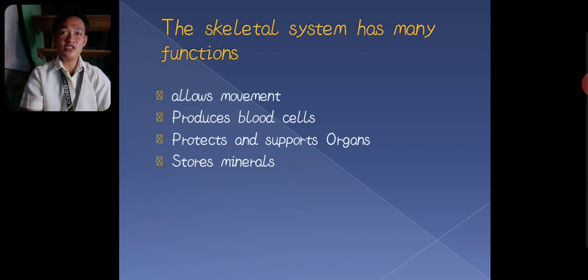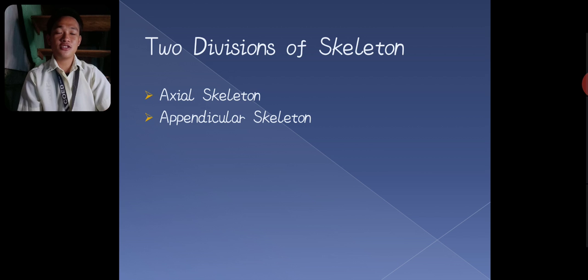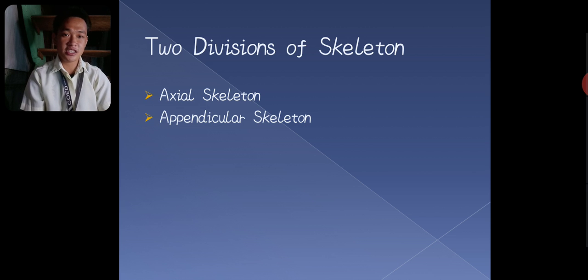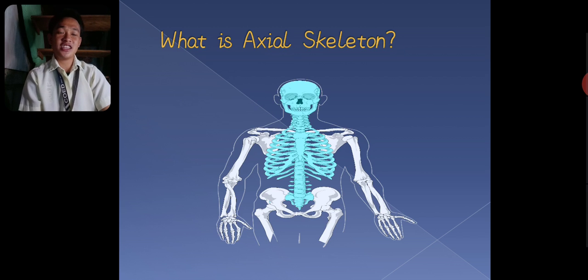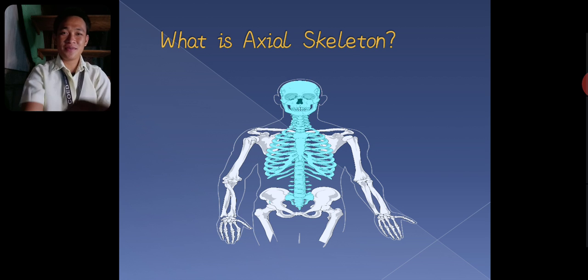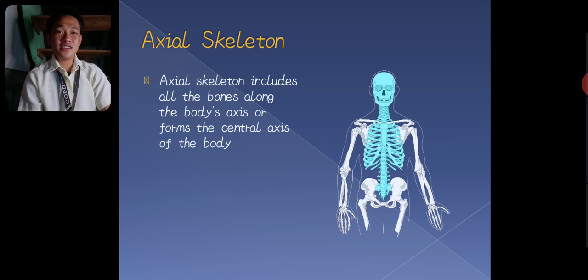So, meron tayong two divisions of skeleton. So, the axial and appendicular skeleton. So, what is axial skeleton? So, anyone? So, okay, thank you. Axial skeleton includes all the bones along the body's axis or forms the central axis of the body.